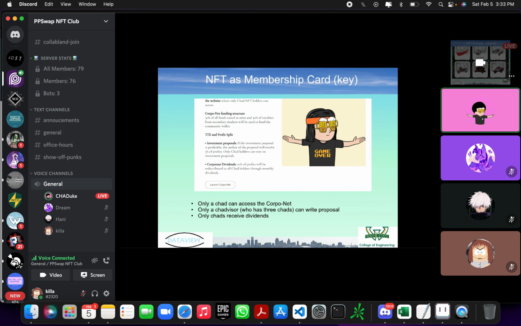And here is also NFT as a membership card, which follows the previous example. Only when you own this NFT, if you go to the website, you can click this button called Launch Component. The component is only accessible if you are a member. If not, you click it, it's not going to work, right? Only if you own this can you get in, write a proposal, vote on a proposal, and eventually receive dividends.